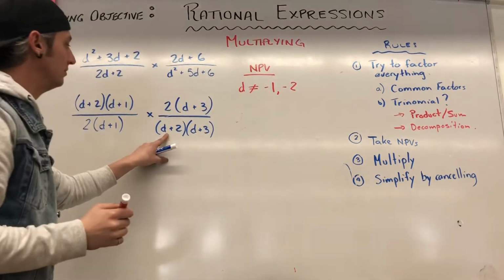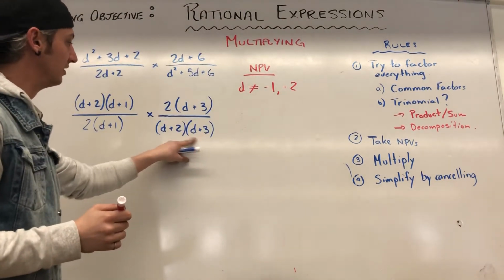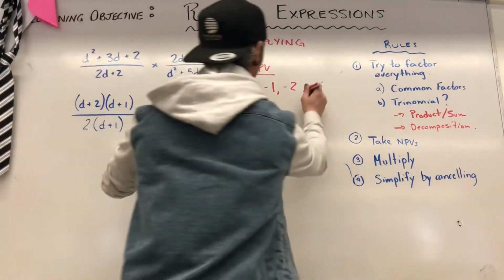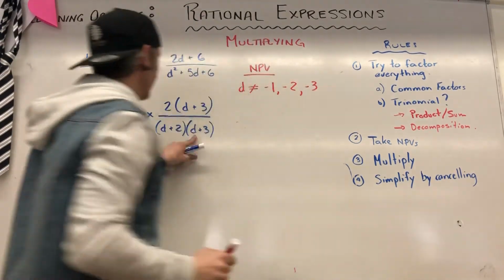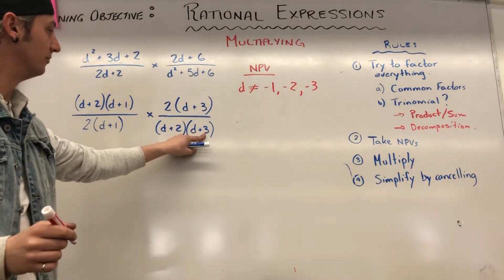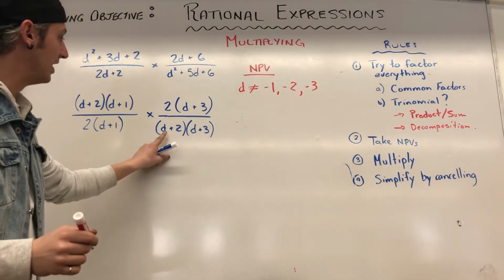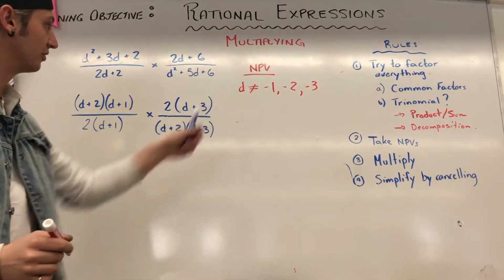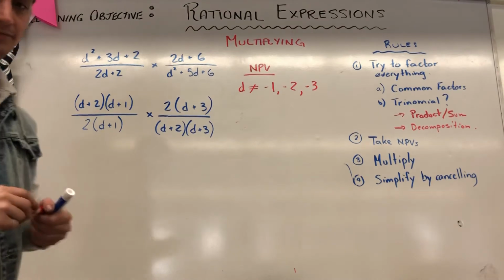negative 2 plus 2 is 0. 0 times negative 2 plus 3 is still 0. And then if d is negative 3, that's the denominator. Negative 3 plus 3 is 0, and then 0 times negative 3 plus 2 is going to be 0. So those are my non-permissible values.